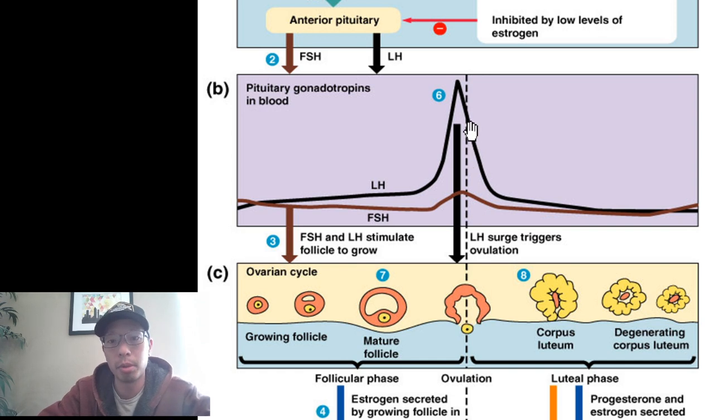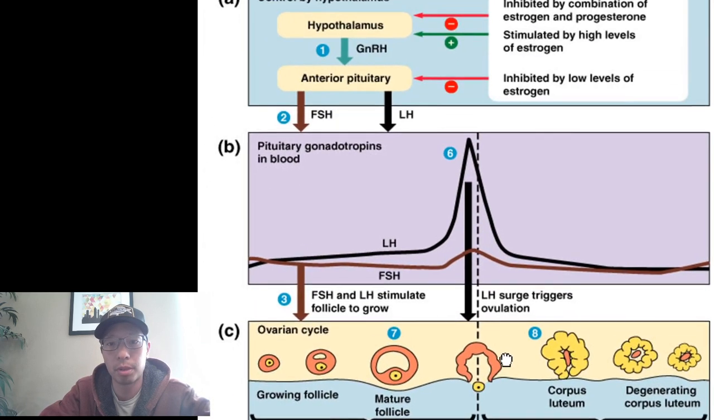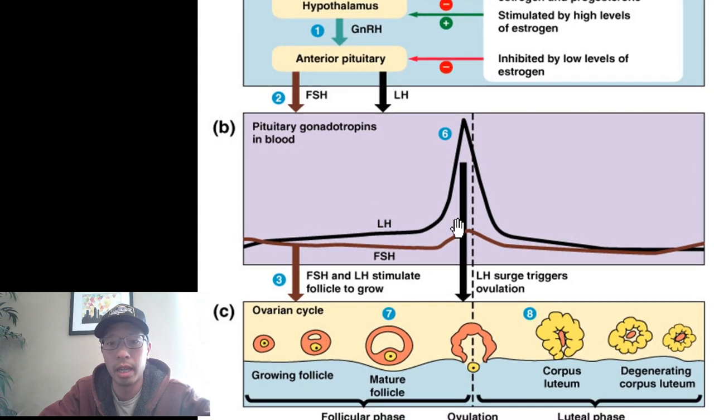Immediately after that, you can see both LH and FSH are going to drop. Okay, and that's because the egg has already been released. So the pituitary gland has done its job in coordinating the release of that egg. Okay, so that's the first half of this process, the communication between the brain and the ovaries right here.